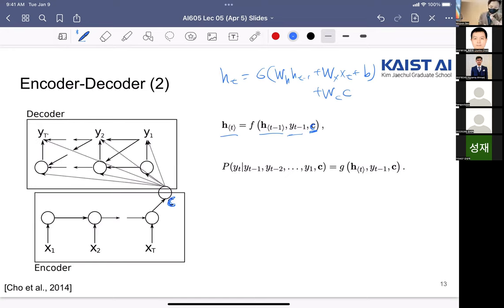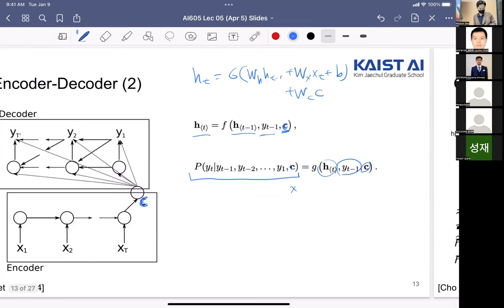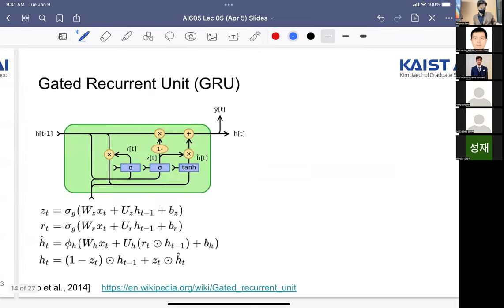And then once you have defined this recurrent relationship of H_t, how do you define this conditional probability? We saw this, right? But now remember that C is replacing X, because we assume that C has all the information in X. Then it's exactly just some function that uses this hidden state, the previous output, and C. So we're just saying that it's some layer on top of H_t. And then of course softmax, probably, right?